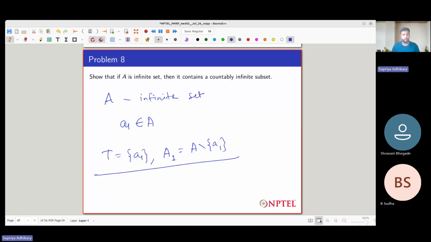Next, we have taken out only one element from this set A, which is an infinite set. Therefore, this A1 is again an infinite set. Since A1 is an infinite set, we can select A2 from A1, then update T as a1, a2, and take A2 as A minus a1, a2.